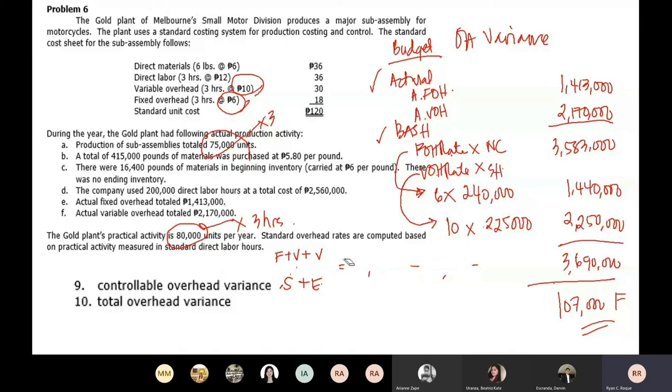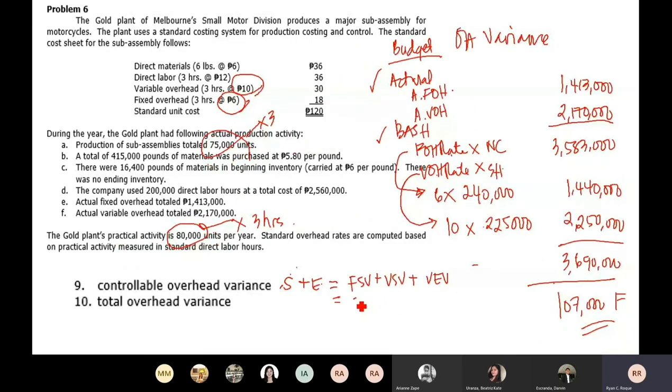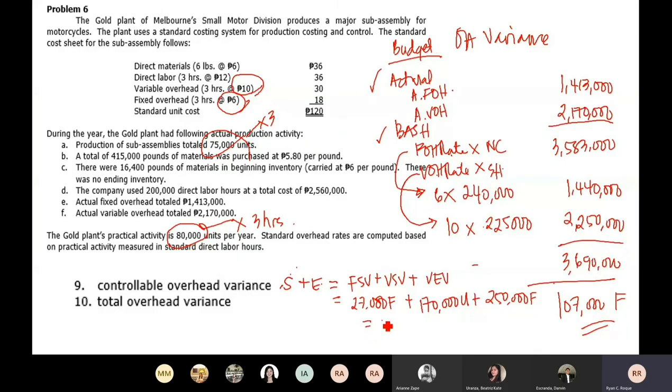Ulitin natin, okay? Spending and efficiency, that would be fixed spending variance plus variable spending variance plus yung ating variable efficiency variance na nasolve kanina. Ang fixed spending variance natin, hanapin nga natin, nandito po sa 7 and 8. Fixed spending ay 27,000 F. So, sulat lang natin, 27,000 favorable. Plus, yung variable spending and variable efficiency, ito yung 170,000 unfavorable plus 250,000 na favorable. Double check lang natin kung tama ba. Yes. Ayan. So the answer is also 107,000 na favorable.